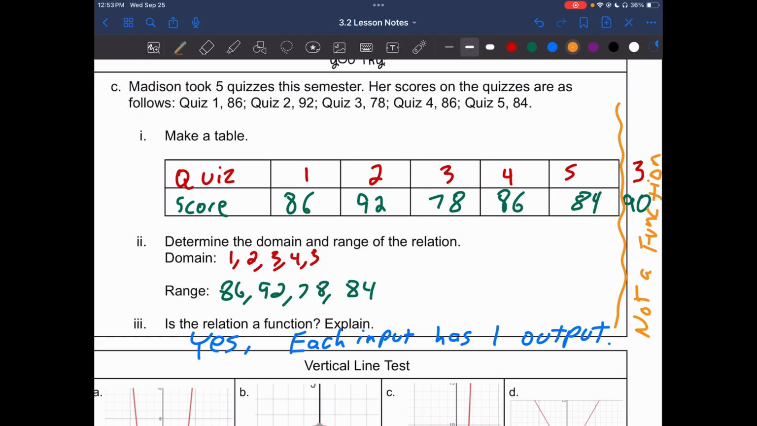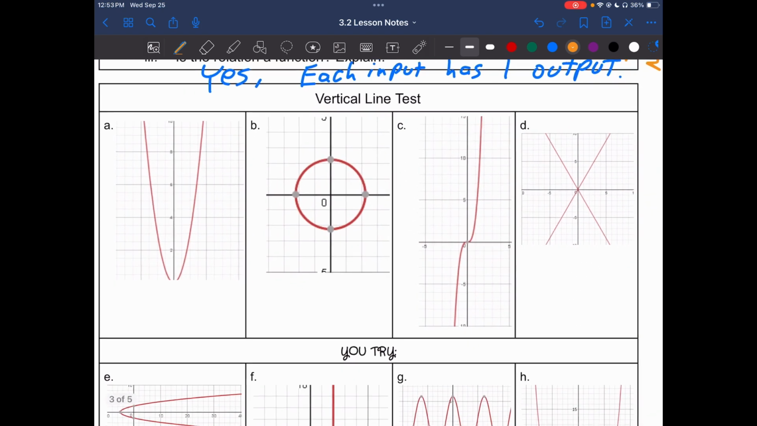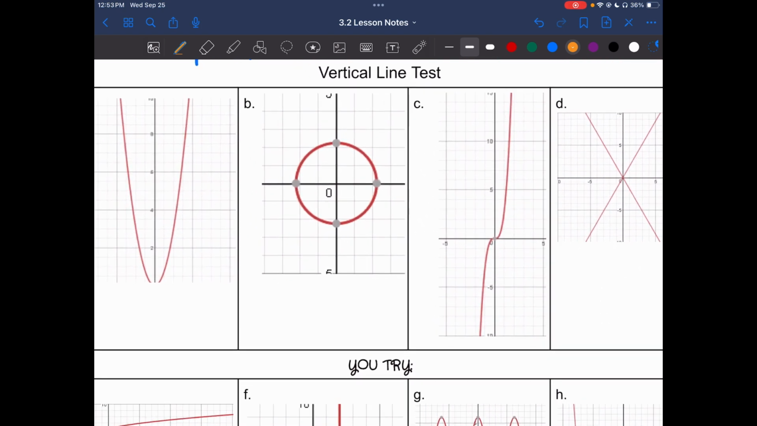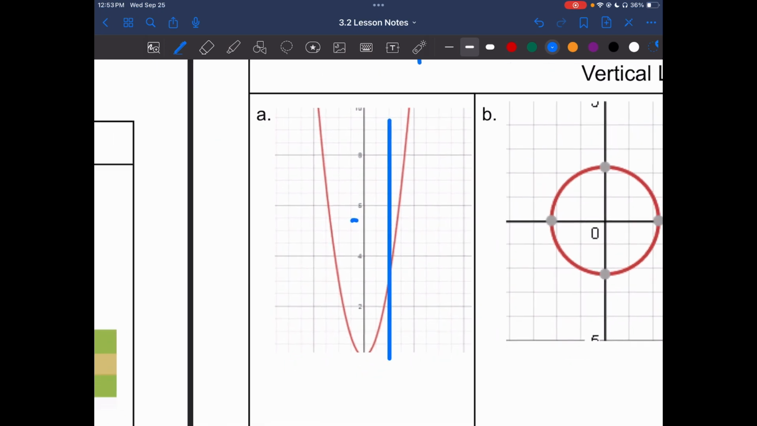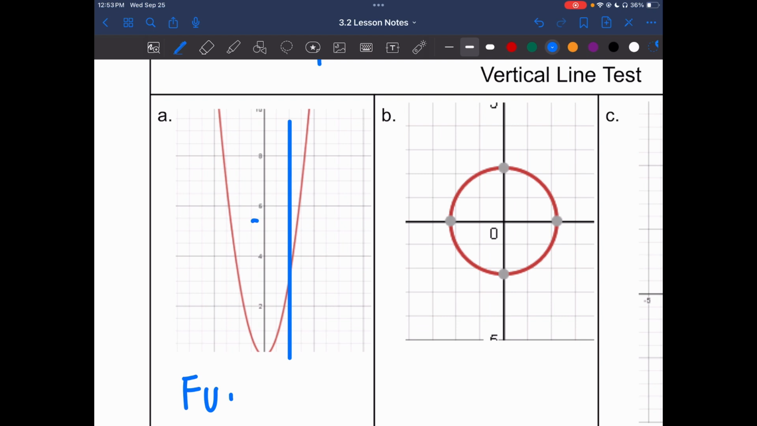Okay. All right. So now we're going to use the vertical line test. And what is this crazy test, Mr. Boland? You draw a line that is vertical, and you move it across your graph. And if it touches more than one point on your graph, it is not a function. So is this one a function as I'm moving this line back and forth? It is only crossing my graph at one point, so this is a function.